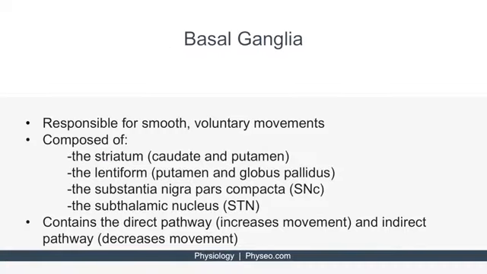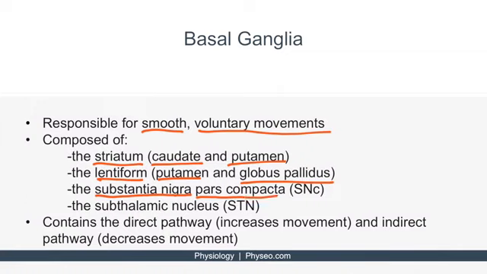So let's get started. The basal ganglia is responsible for smooth, voluntary movements. It's composed of the striatum, which is composed of the caudate and putamen, and the lentiform, which is composed of the putamen and globus pallidus. It also has the substantia nigra, pars compacta, the C for compacta. It also has the subthalamic nucleus, or STN for short.